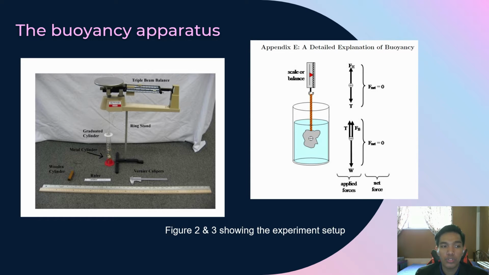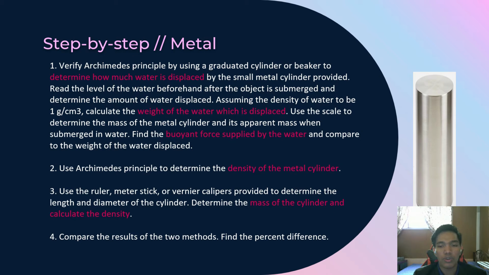Figure 2 is the whole setup for the whole experiment, which we are going to use twice, for the metal cylinder and also the wood cylinder. Then there is figure 3, which represents the free body diagram for the experimental setup, to be used for the calculations and the equation explanations. For the whole experiment, we are going to conduct it twice, using the metal cylinder and also the wood cylinder.